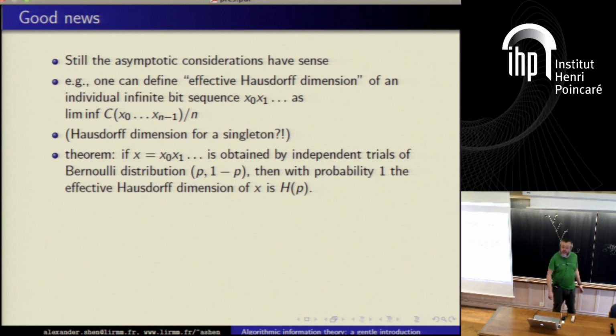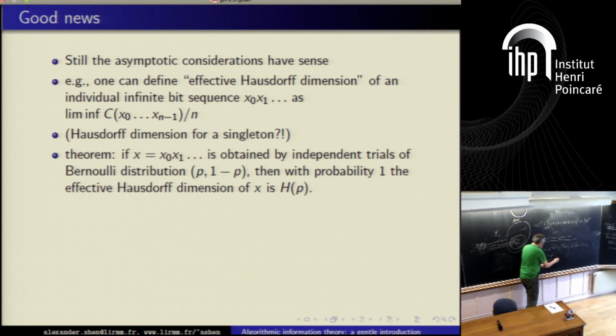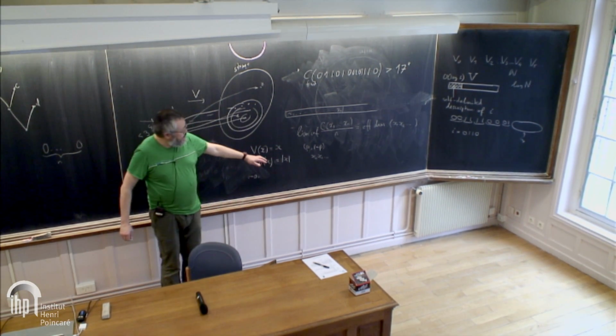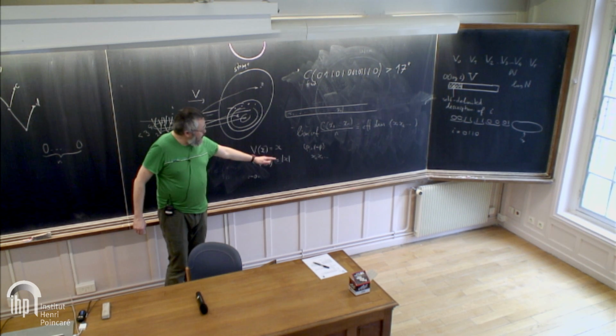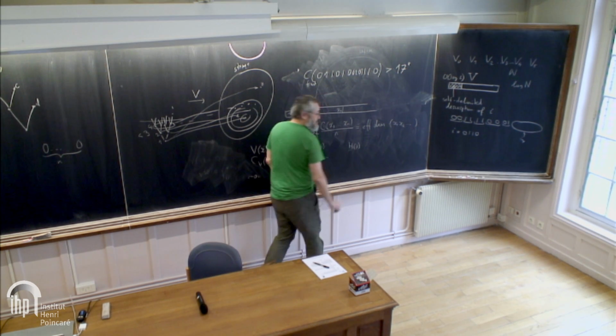And then we can prove a theorem which relates formally entropy and Kolmogorov complexity. So if we take a biased coin with some probability p and 1 minus p, and toss this coin and get a sequence x0, x1, and so on, of independent identically distributed variables, then with probability 1, we get a sequence of Hausdorff dimension H(p), where H is Shannon entropy.